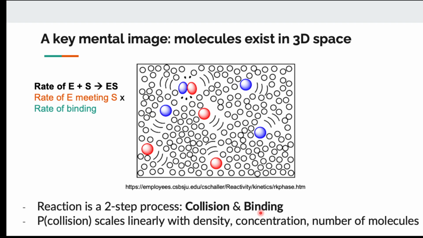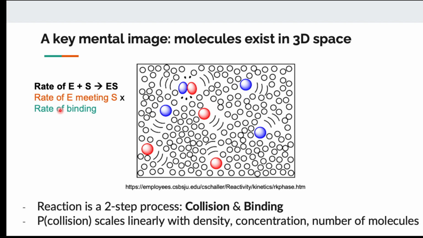So when we think about the rate of collision, how likely it is for a molecule of the enzyme to meet a molecule of the substrate in 3D space, the probability that they are going to collide with each other scales with the concentration. Because if you have twice the number of molecules of the enzyme, you have twice the chance to see that enzyme next to the substrate. So the probability of collision scales with concentration, with the number of molecules in the system.